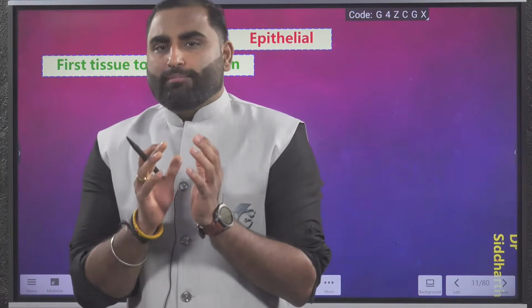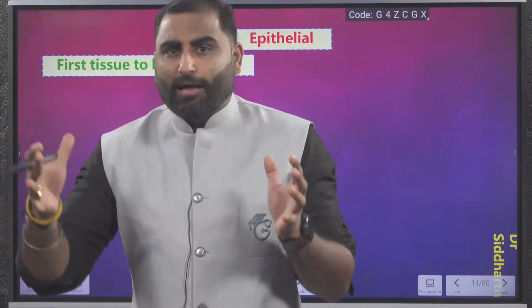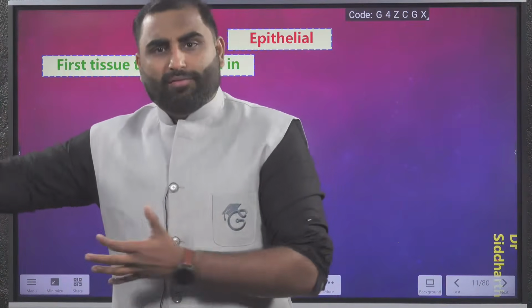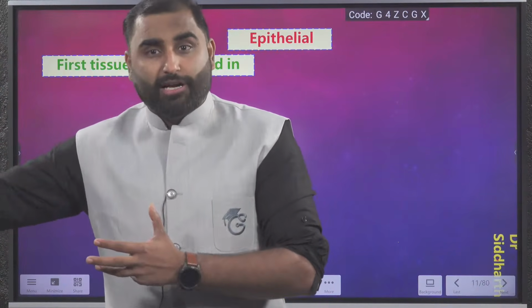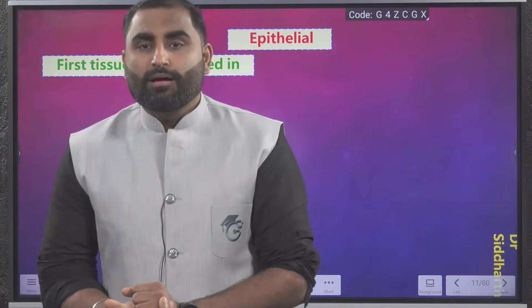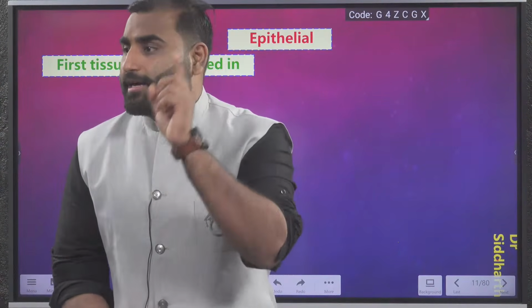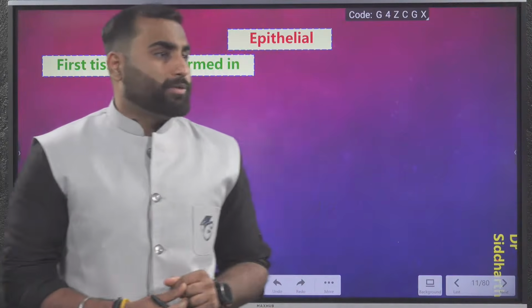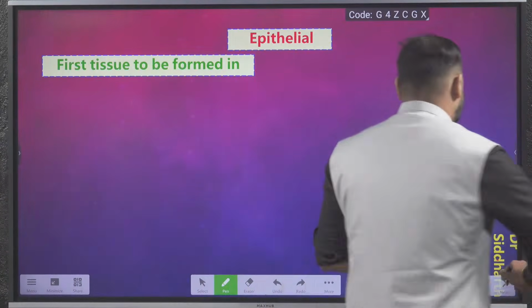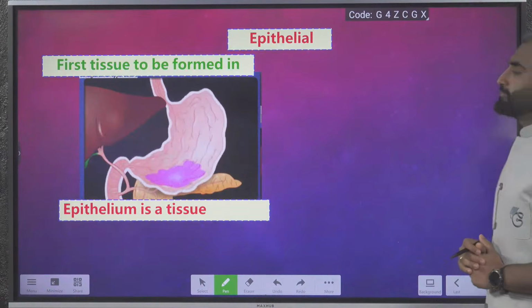So during embryonic development, when the baby embryo is developing for 9 months, we are finally fully developed by the 9 months, and then we have parturition, the delivery of the baby. But the first tissue to be derived in the initial weeks is epithelial tissue. Which tissue? Epithelial tissue. Okay, moving ahead.